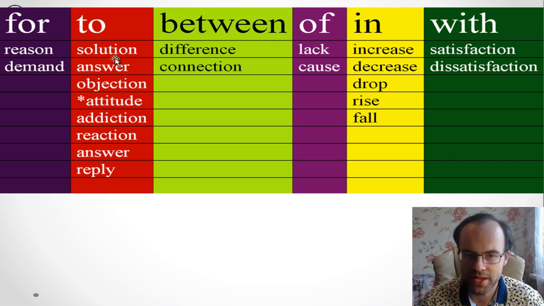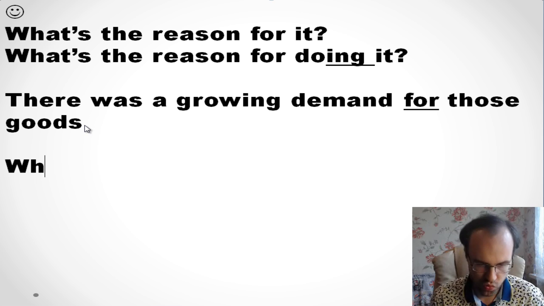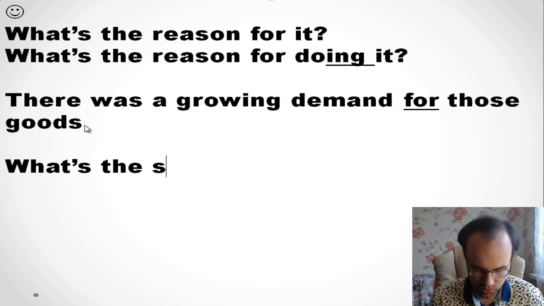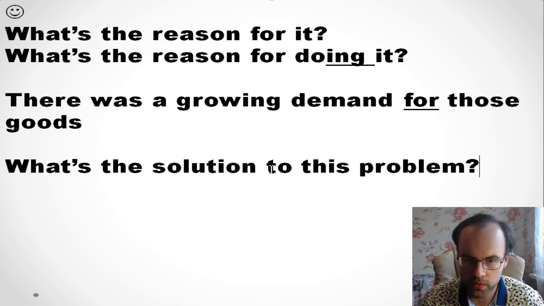So what about to? Students often make mistakes with this preposition. We say solution to. For example, you don't know what to do, you don't know how to solve this problem, and you can ask this kind of question: what's the solution to this problem? It means, how can we solve this problem? Remember this expression, solution to a problem.